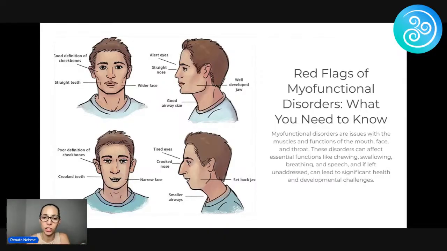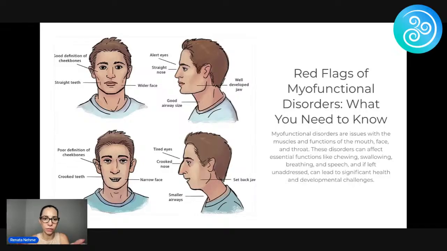I'm not a speech pathologist. We don't specifically, of course, deal with speech, but sometimes patients have articulation issues that a speech pathologist can help, or some myofunctional therapy exercises can help correct the articulation, so the tongue position, not the speech, okay? And if left unaddressed, it can lead to significant health and developmental challenges.